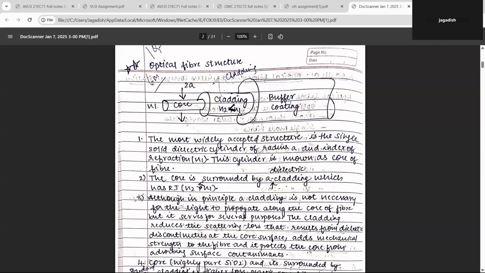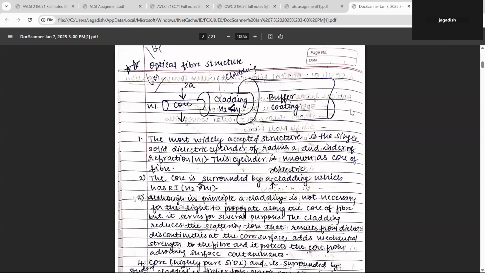See, these points you have to mention correctly. You have to write correctly whatever the syllabus and textbook demand. Don't write in your own words. So you have to write this dielectric cladding, which has a refractive index N2 lesser than N1. First you are supposed to draw the diagram. Later, write core refractive index N1, cladding refractive index N2. N2 will always be lesser than N1, and surrounding it will be a buffer coating.